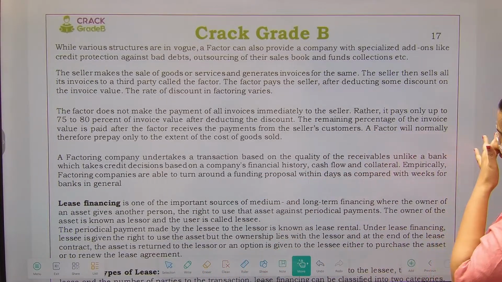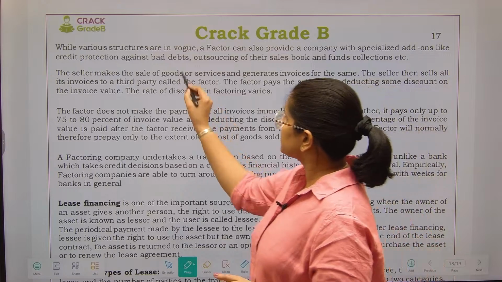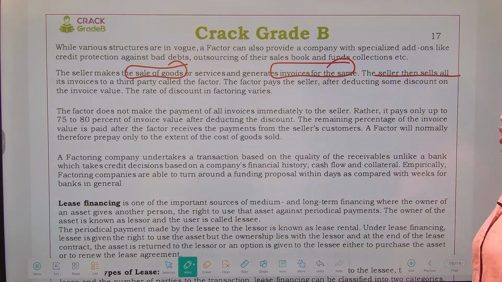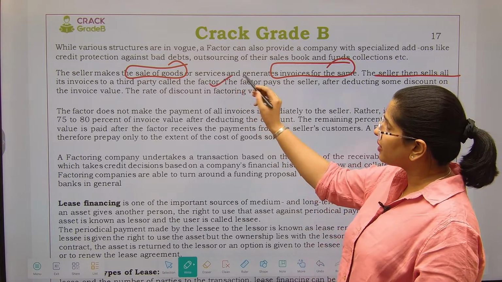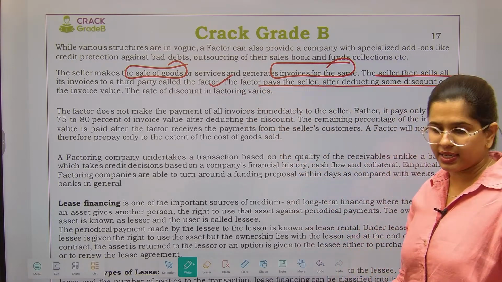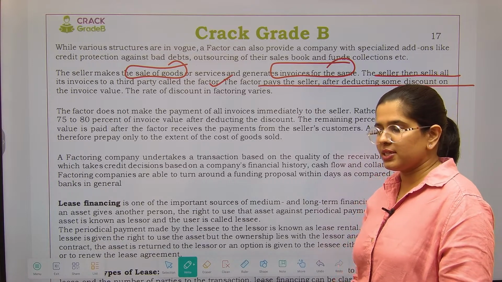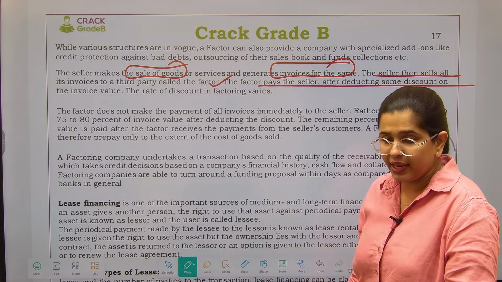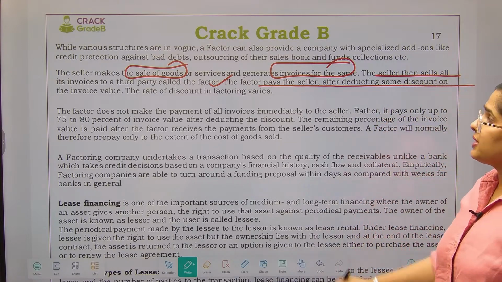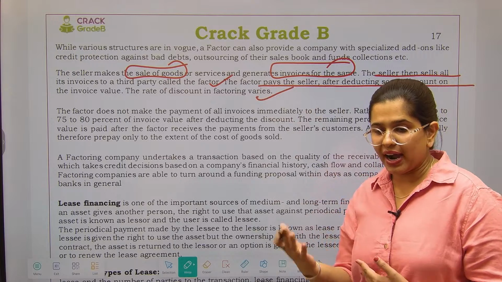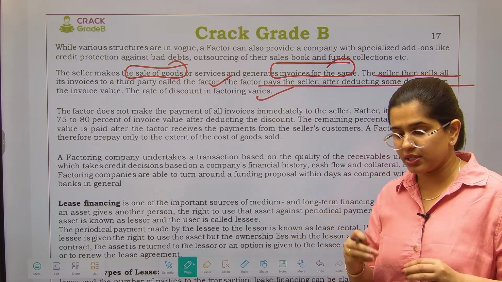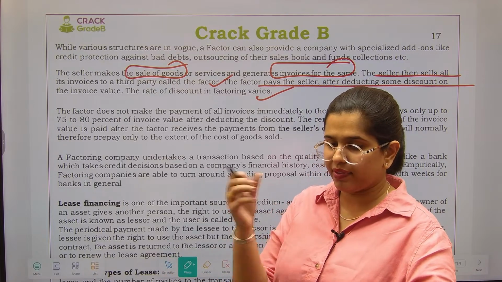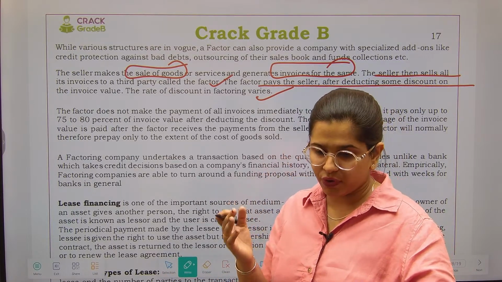The seller makes the sale of goods and generates the invoice. Now this is the process. Sale of goods has been done, invoices have been generated. The seller then sells all the invoices to a third party called the factor. The factor pays the seller after deducting some discount, right? So if 10 lakh rupees is the worth of my invoice, the factor is going to deduct 2 lakh and give me the remaining 8 lakh rupees. The rate of discount in factoring varies. NBFC organizations can also open a factor organization. So we have a separate NBFC factor organization for that, right?